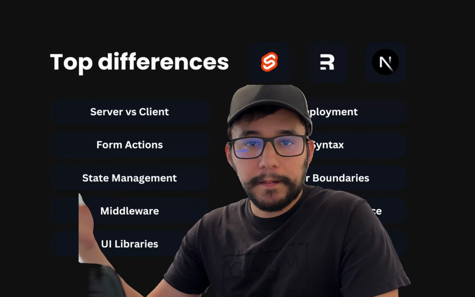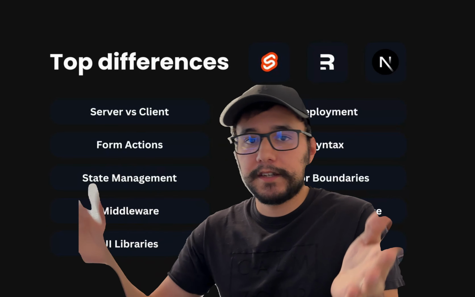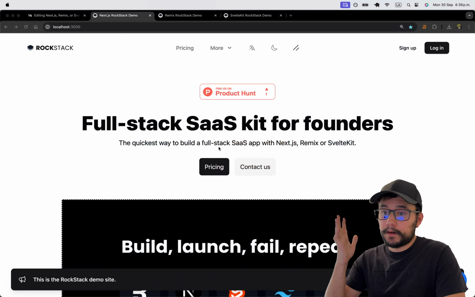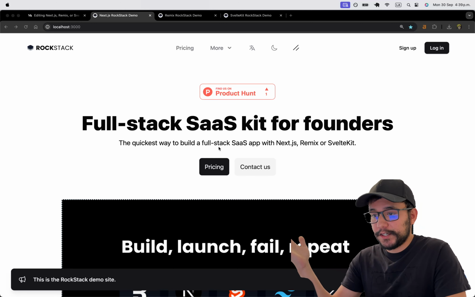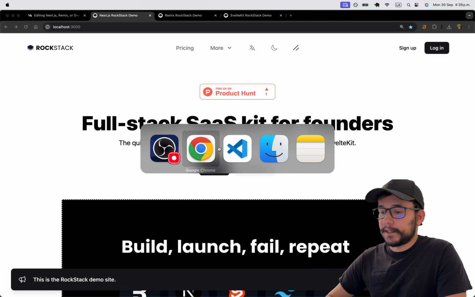I built the same web application on SvelteKit, Remix, and Next. So here are the top 10 differences that I found while developing the application. I have on port 3000 the Next.js edition, on port 3001 the Remix one, and 3002 the SvelteKit one.